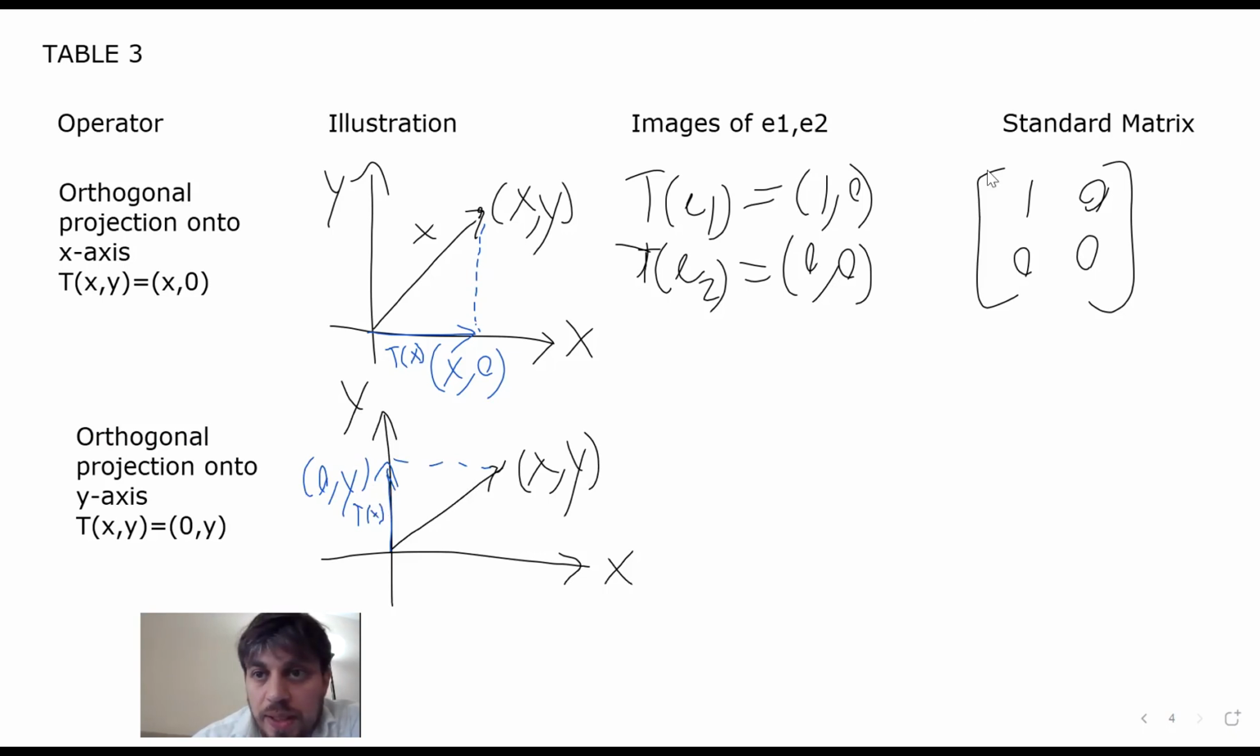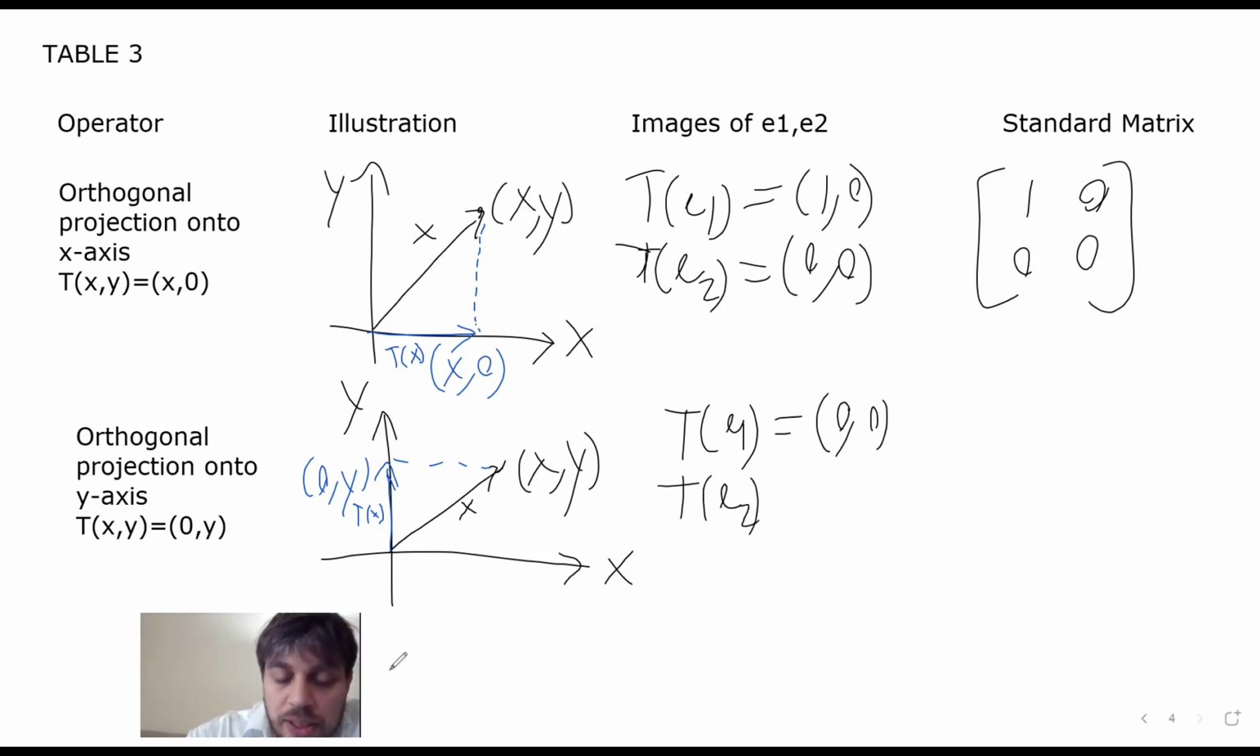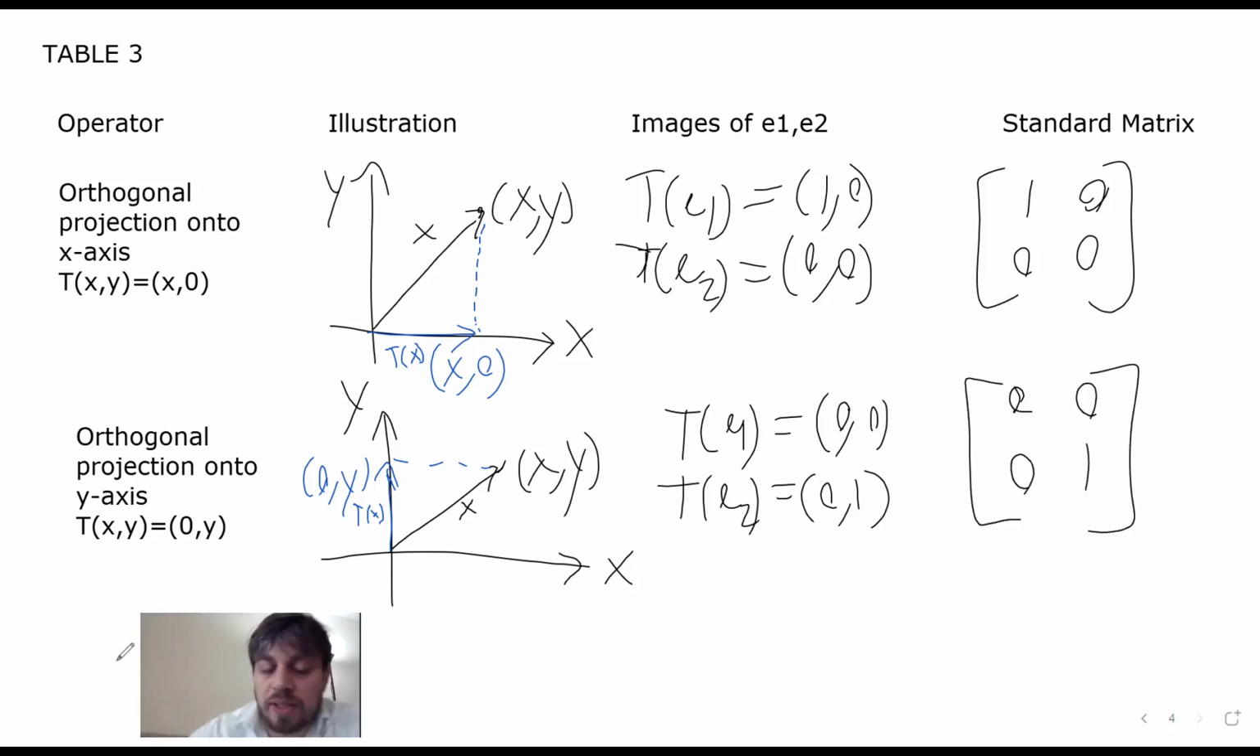The original vector was x. And so T of E1 is 0, 0. T of E2 is 0, 1. So the standard matrix, first column is 0, 0. The second column is 0, 1. And that's the standard matrix for the orthogonal projection onto the y-axis. Okay, so that's table 3.